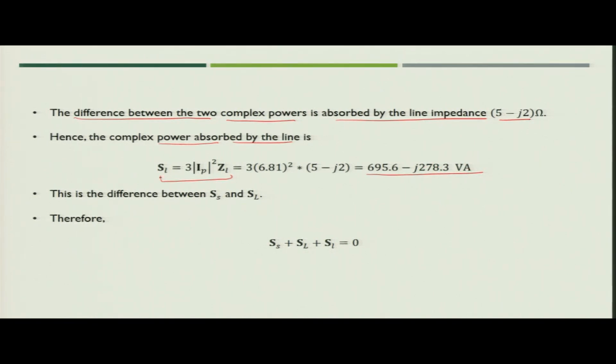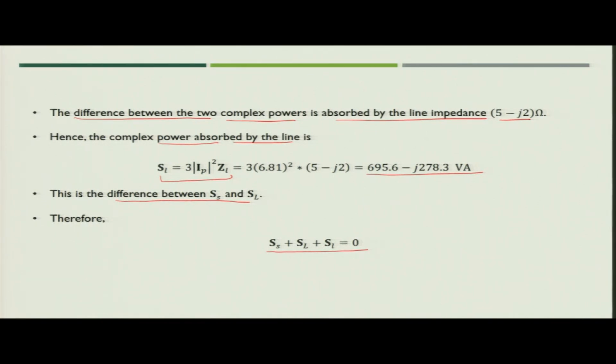So, this will be the amount of power lost in the transmission, which will be nothing but the difference between the source power and the power absorbed by the load. In a nutshell, you can say that the sum of the total power, that is source power plus load power plus power absorbed by the transmission line, will be equal to 0.